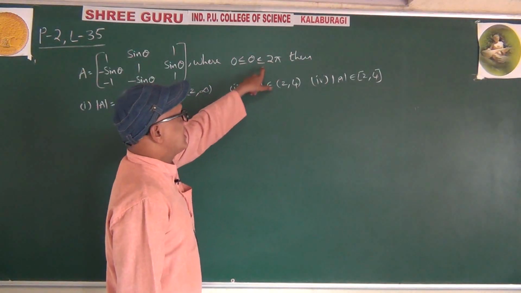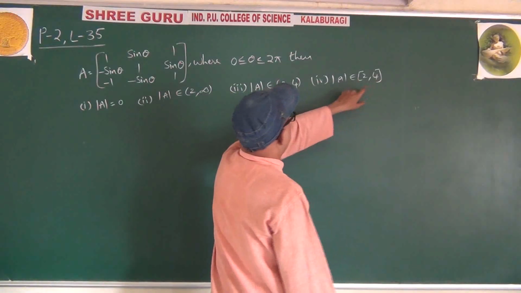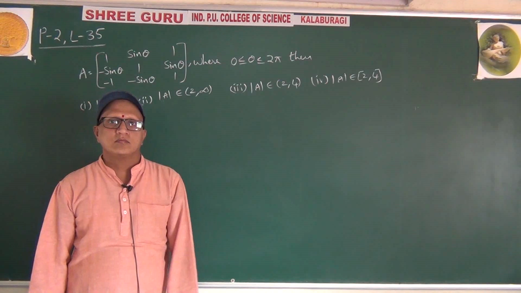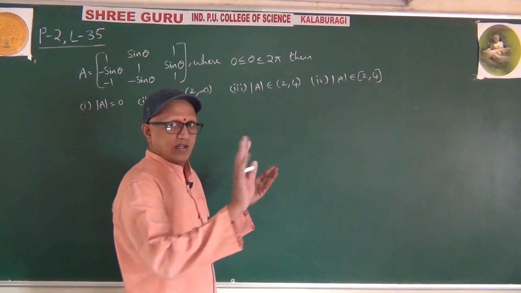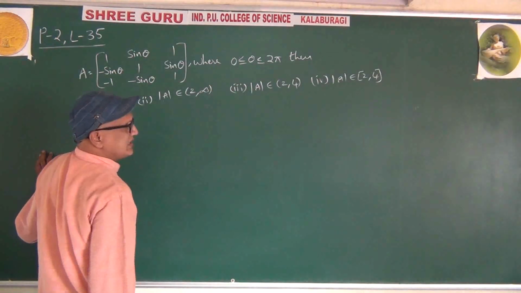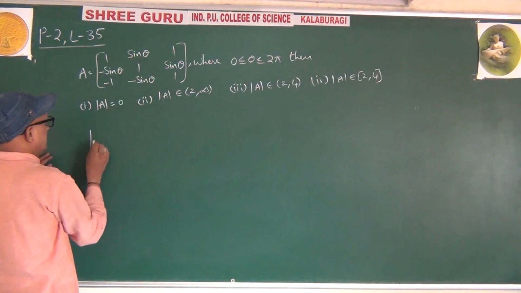Here, equal to signs are there. Closed brackets we have only at this place. This will be the answer. That's it. But I will explain how. Find out determinant in all the options. We have to find determinant of A.